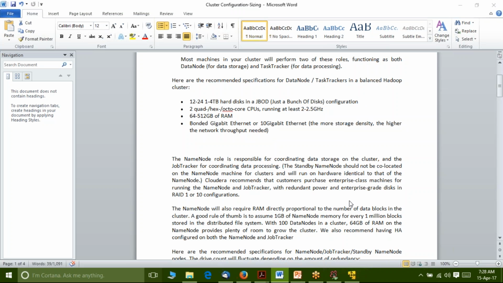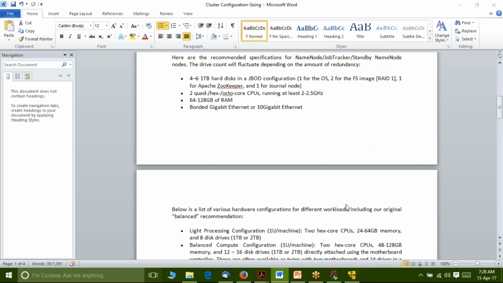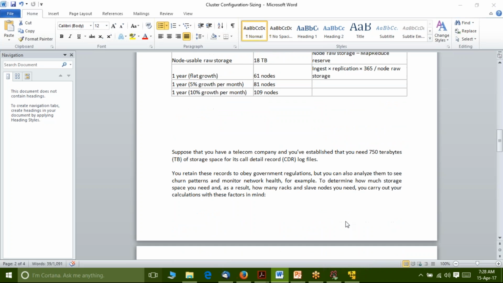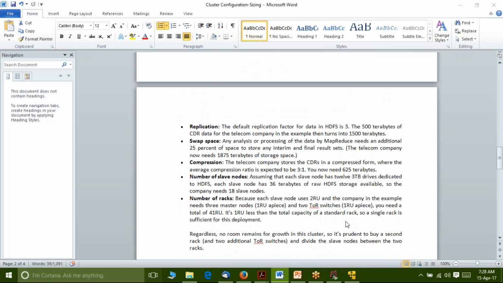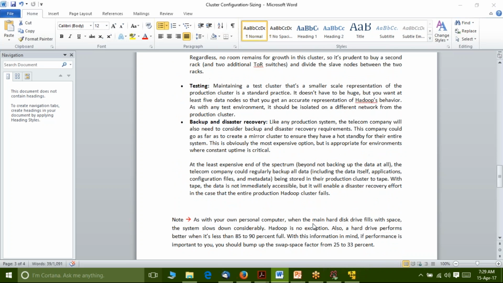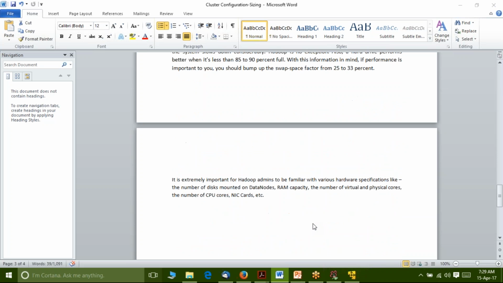Anyhow, I'm going to share these documents with you so that you can do further R&D. Yes, Srinivas. I have also given one use case here, so that you will be able to understand how the replication factor, the testing part, the backup and the disaster recovery can be handled.